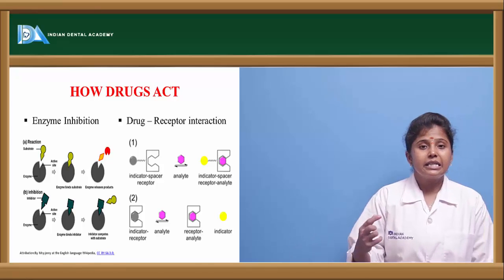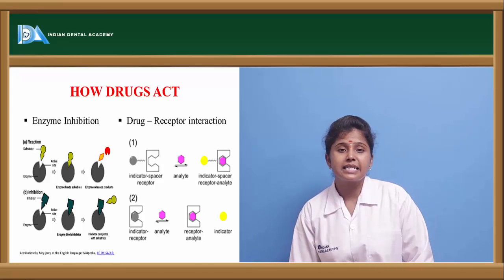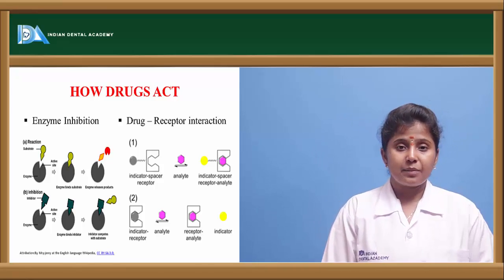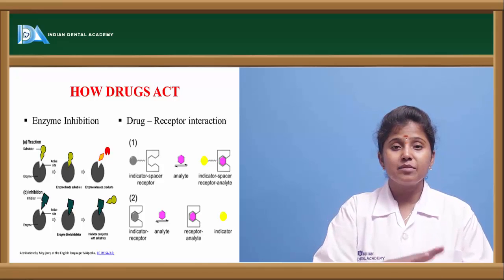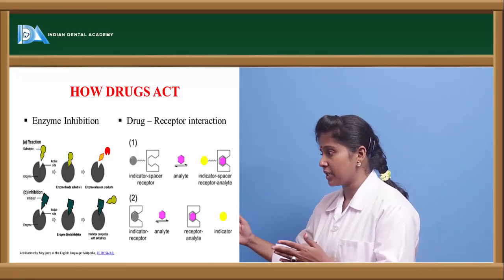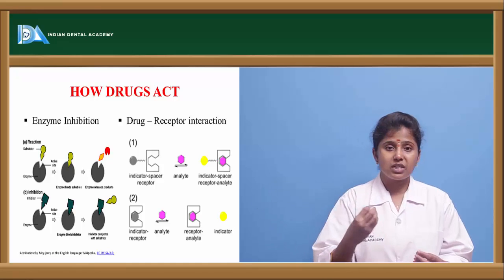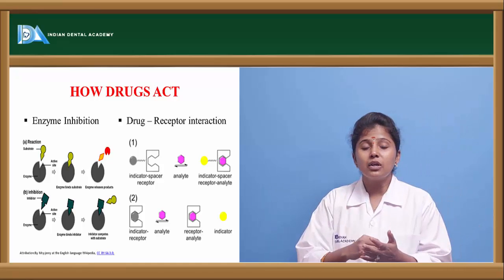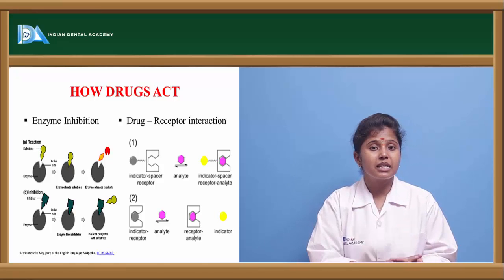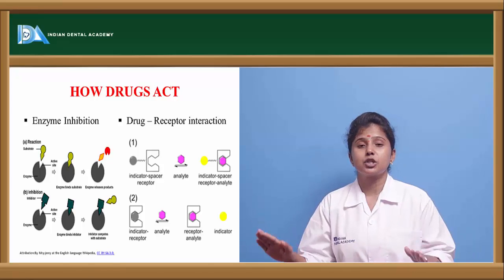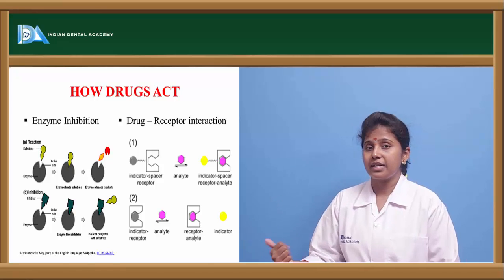If we see how the drug is acting, one mechanism is enzyme inhibition. What is enzyme inhibition? A substrate binds to an enzyme, and thereby the enzyme shows its effect, a chemical reaction. In enzyme inhibition, the inhibitor or drug will not allow the substrate to bind to the enzyme. The inhibitor binds to the enzyme and thereby inhibits its action. This is one type of mechanism by which drugs act.